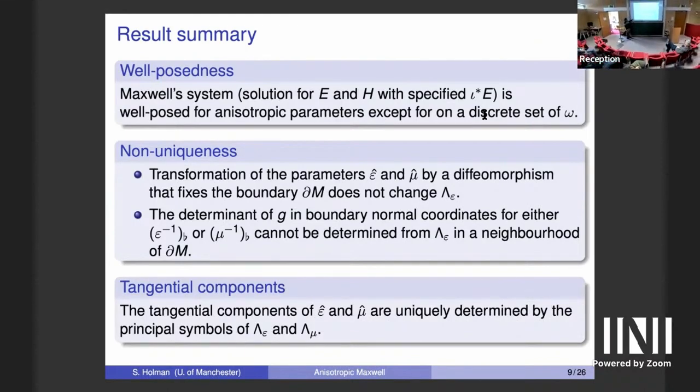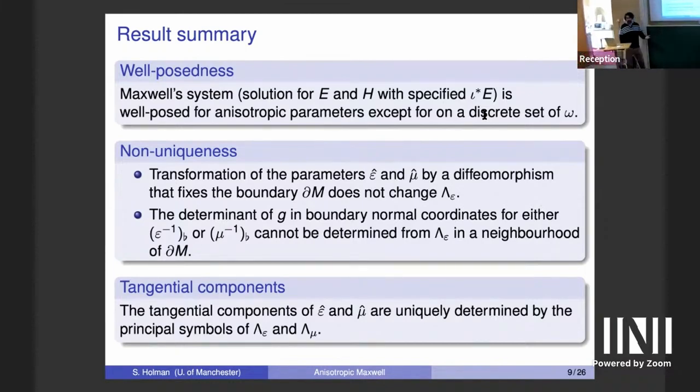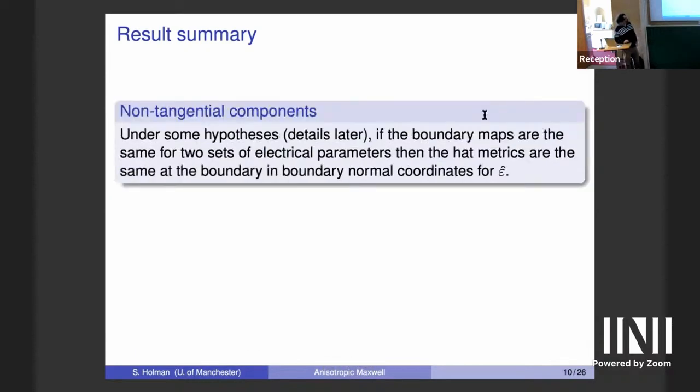Now the positive results. We can determine the tangential components of epsilon hat and mu hat uniquely from the principal symbols of these operators. The strategy here is to calculate the principal symbols of these operators, which, as you know from pseudodifferential operators, is basically the top order part of these operators. From that knowledge, you can determine the tangential components. What exactly is meant by the tangential components? Essentially the part that operates on the tangent vectors.